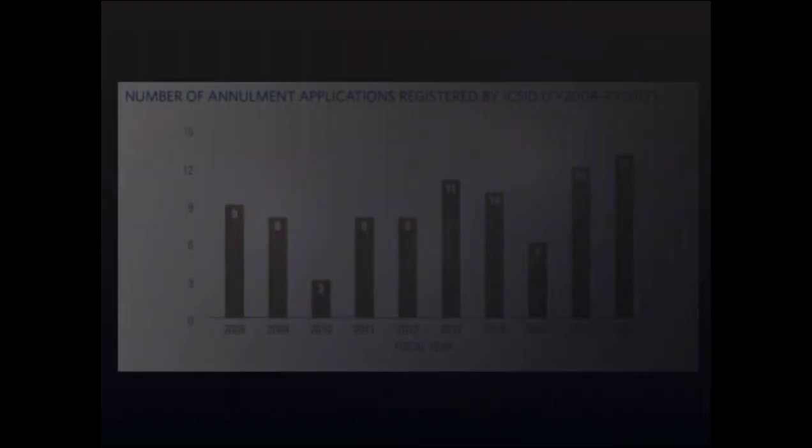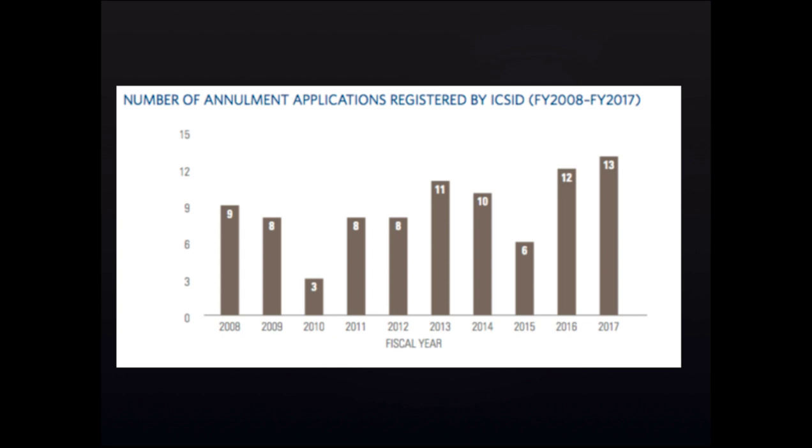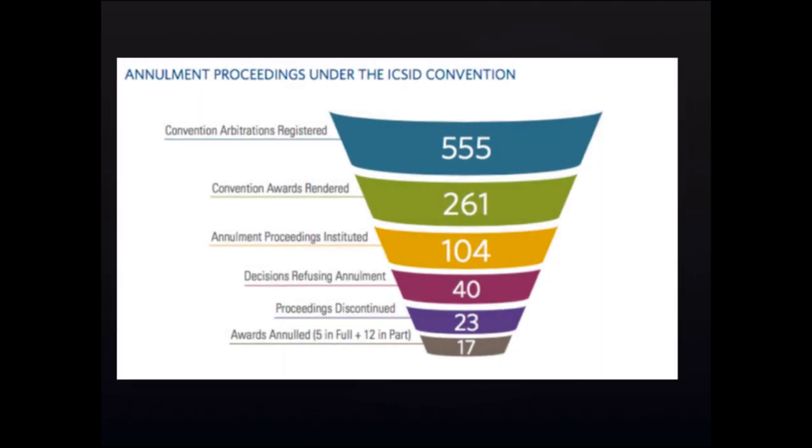What about the annulment of awards? As you can see, only 13 annulment applications have been registered in the last year. This is not a big number if you consider the amount of cases administered. In the history of ICSID, for example, out of the 555 cases that ICSID has administered, only 17 have been actually annulled. So that's a very low amount if you consider the total amount of cases being administered. As we said before, arbitration tends to be a system where review is very limited.